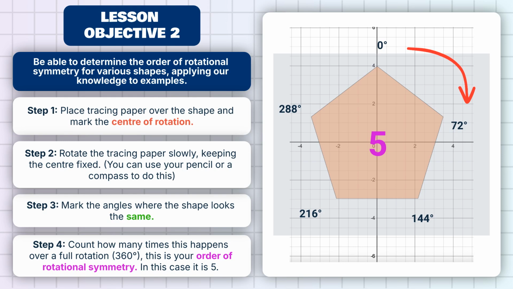A final thing to note is that even if a shape only aligns with its original position at 0 degrees, it still possesses rotational symmetry. This is termed an order of 1. Every shape has at least this minimal rotational symmetry.